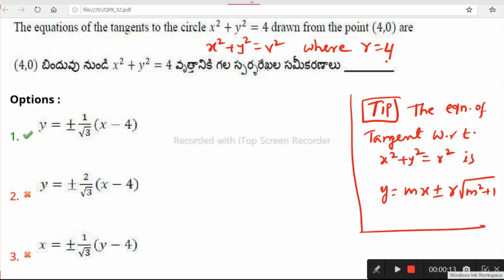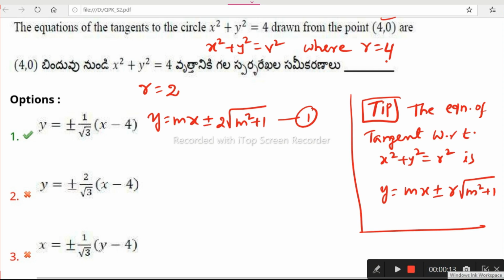Okay, here what is r? In our required equation, r square is 4, so r equals 2. Therefore the equation we can take as y equals mx plus or minus, in place of r taking 2, 2 into root over m square plus 1. We take this equation as equation 1. To find this equation, we want to find the m value. To find the m value, what is given? That this is clearly passing through the point (4, 0). That is what I am using now.